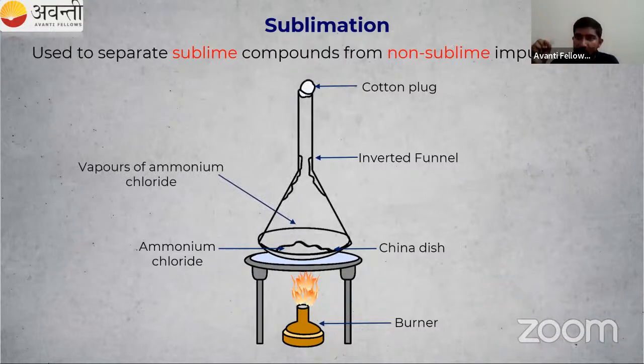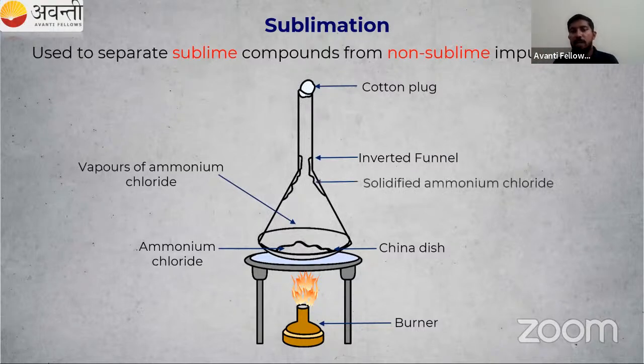Then it will reach the sides of our inverted funnel. Then finally, solidified ammonium chloride is formed, so we can separate it easily. What about the impurity? The impurity will be left behind. So this is one technique, sublimation. So ammonium chloride is showing sublimation.